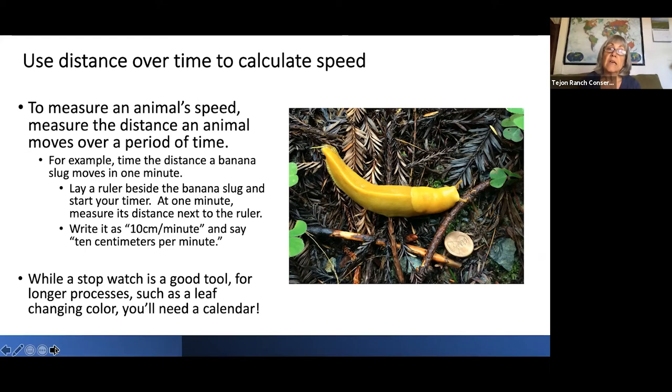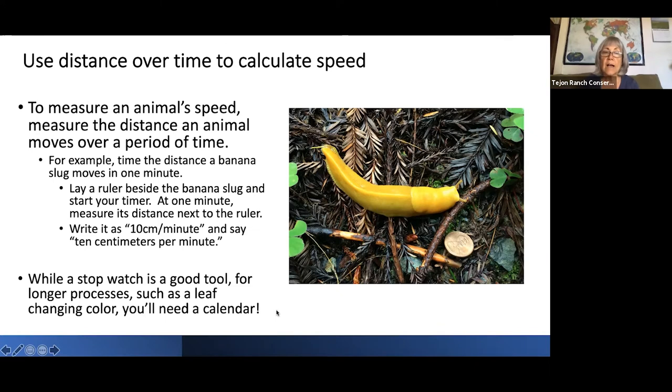So if you were to find that the animal started at 0 centimeters on your ruler, and by the time 1 minute was up, it got to 10 centimeters, then what you've determined is that this slug moves at 10 centimeters per minute. And it is written this way, 10 cm/minute, but it is said 10 centimeters per minute.